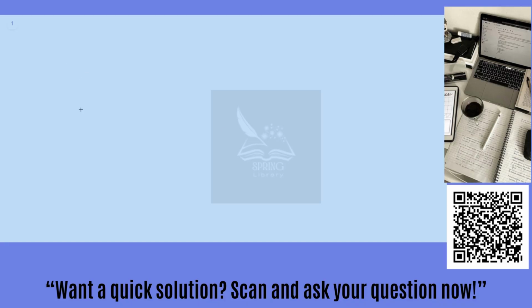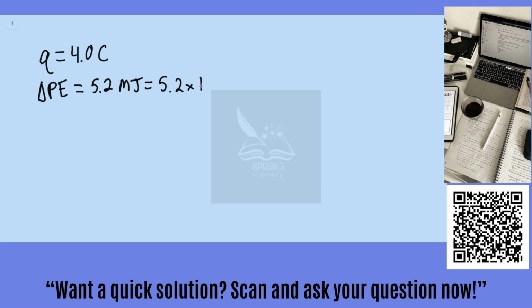So we want the electrical potential difference and then essentially how much mass of water this could vaporize, this could boil and vaporize. So we have Q equals 4.0 coulombs, and we have that the change in potential energy is equaling 5.2 megajoules, or we can say this is equal to 5.2 times 10 to the 6 joules.